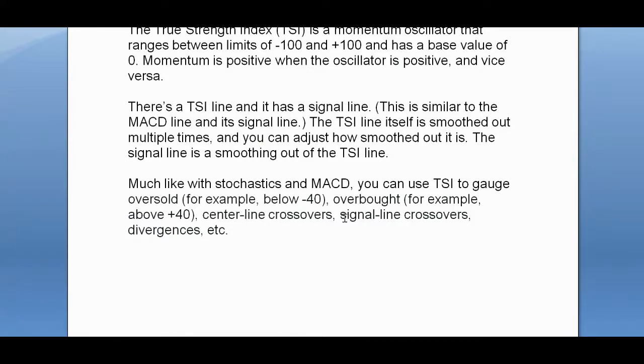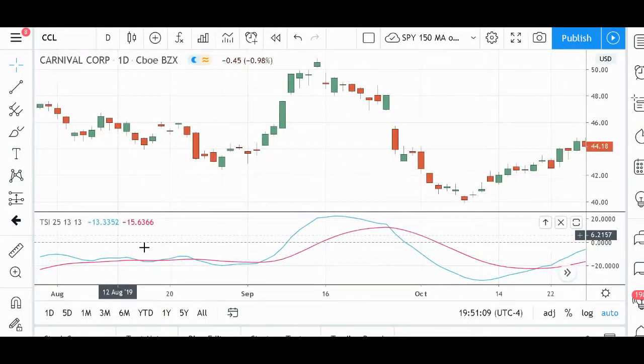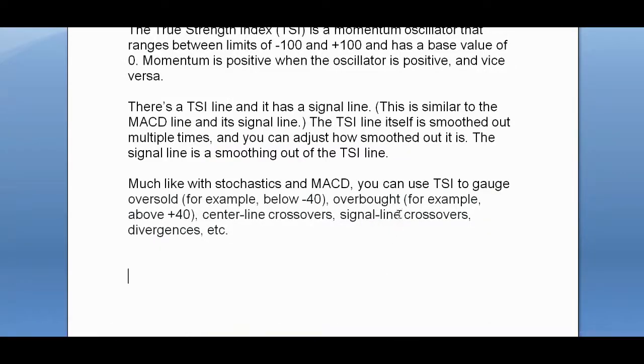So that's center line crossovers. Then signal line crossovers. You might see this in the MACD, where if the TSI line is below but then pops above the signal line, that could be a buy signal possibly. And a sell signal might be if the TSI line is above but then goes down below the signal line. That kind of thing. So signal line crossovers with the TSI line and the signal line.